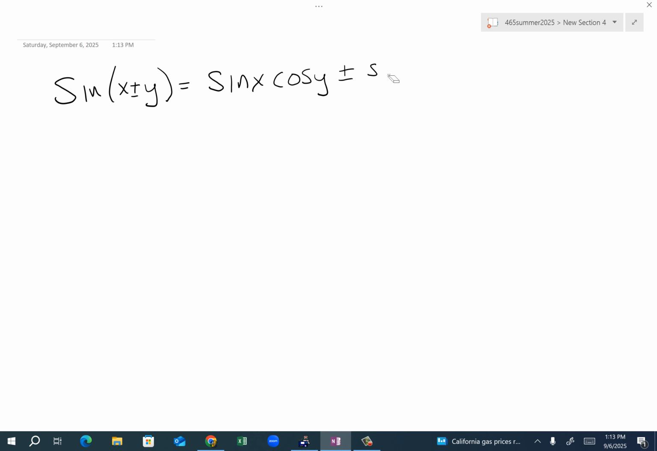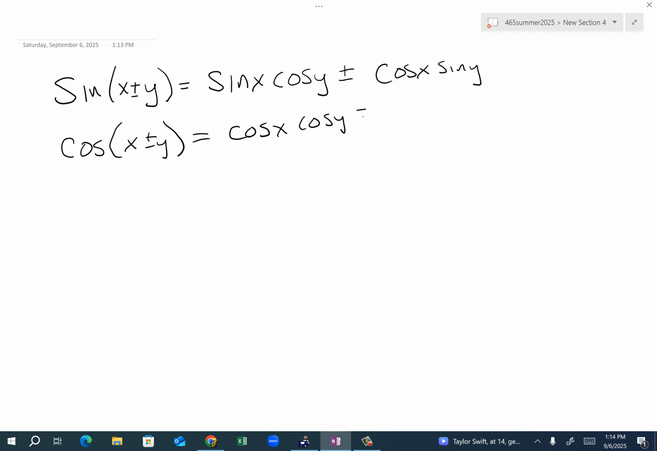Oops, I did it backwards. No, you did it right the first time. You had it written down, then you screwed it up. Sine of x plus y is sine x, cosine y. That's right. Yay, it's a sandwich, because the sines are on the outside and you're making a sandwich out of it. You with me? That's plus or minus. And cosine is similar, except it's cosine x, cosine y, minus plus sine x, sine y.